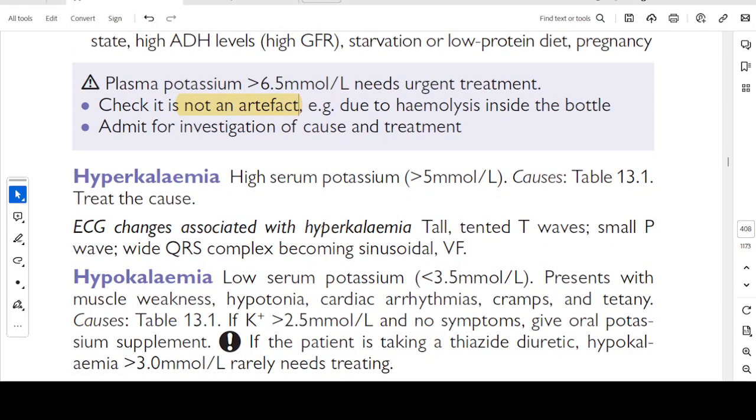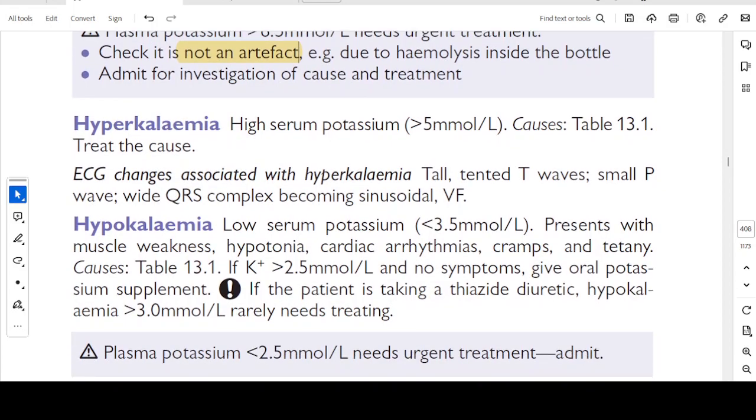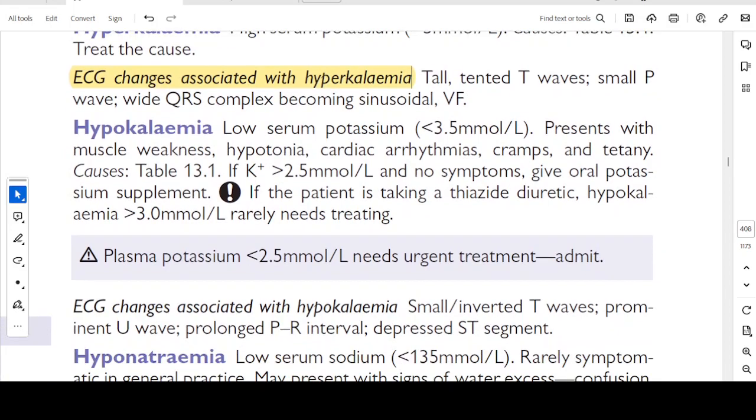Also, hyperkalemia. High potassium levels, that is more than 5 millimoles per liter. The causes are listed in table 13.1. Treat the cause. ECG changes associated with hyperkalemia: tall tented T waves, small P waves, wide QRS complex becoming sinusoidal. The QRS complex will become nearly sinusoidal and there might be ventricular fibrillation. So these are the ECG changes associated with hyperkalemia.